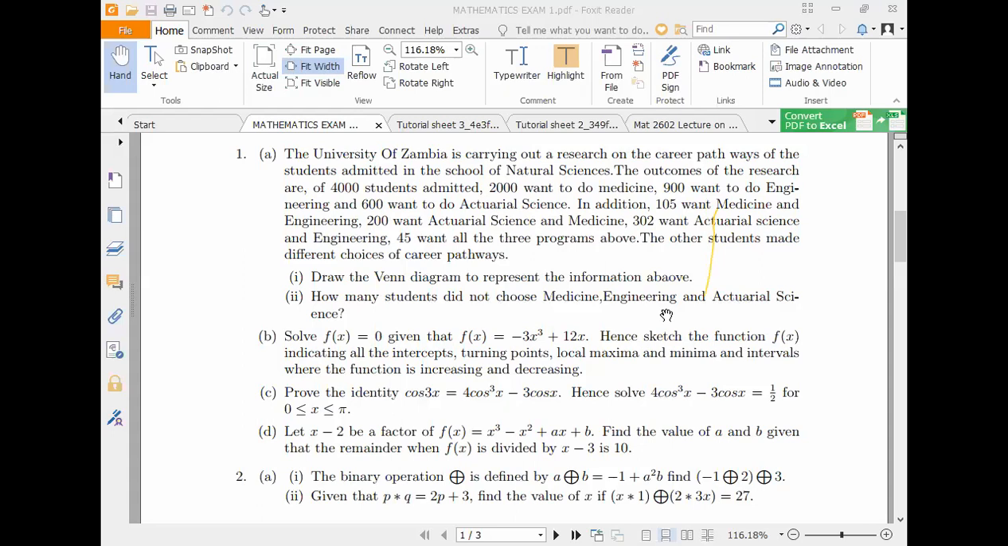Prove the identity cos 3x is equal to 4 cos^3 x minus 3 cos x. So we need to prove this. Hence, solve the equation 4 cos^3 x minus 3 cos x is equal to half, for 0 less than or equal to x, less than or equal to pi.